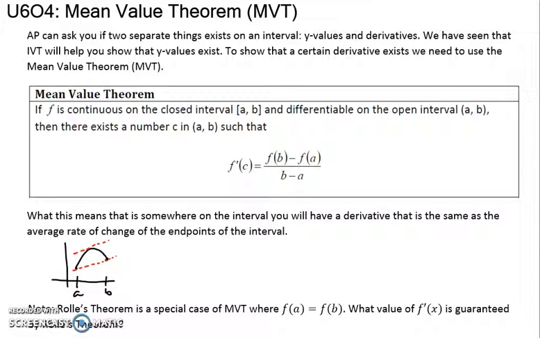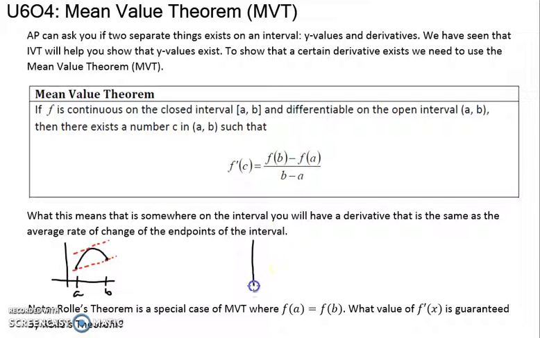Every so often, AP will ask you about Rolle's theorem. Most of the time, they don't call it by the name Rolle's theorem, but sometimes they do. Rolle's theorem is a very special case of the mean value theorem, where f of a equals f of b. So if that's the case, we have to think, well, what does that mean about f prime? What f prime is guaranteed?